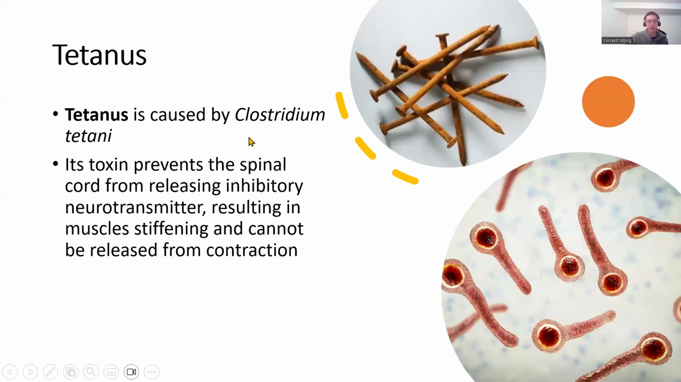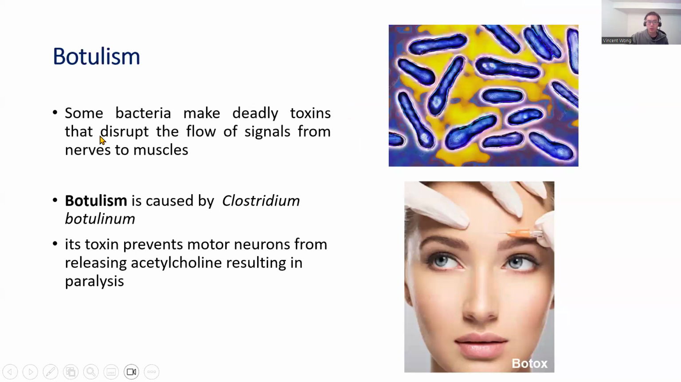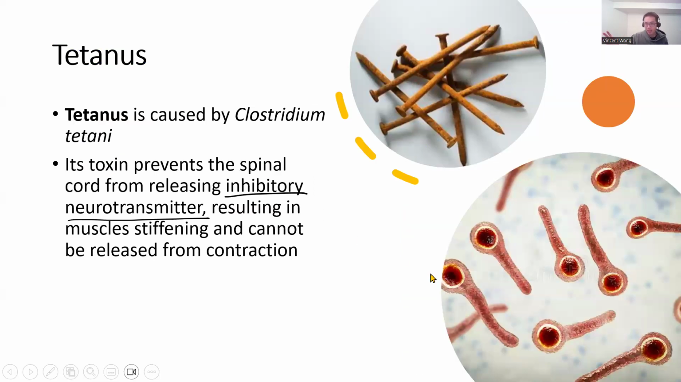Tetanus is caused by another bacteria belonging to the Clostridium family. This is Clostridium tetani. And the toxin in this case prevents the spinal cord from releasing inhibitory neurotransmitter. Right? So this one, you cannot contract the muscle. This one, you can contract, but you cannot relax. And people get tetanus. There's another name for this. It's called locked jaws. The person is stiffened up, can't relax.